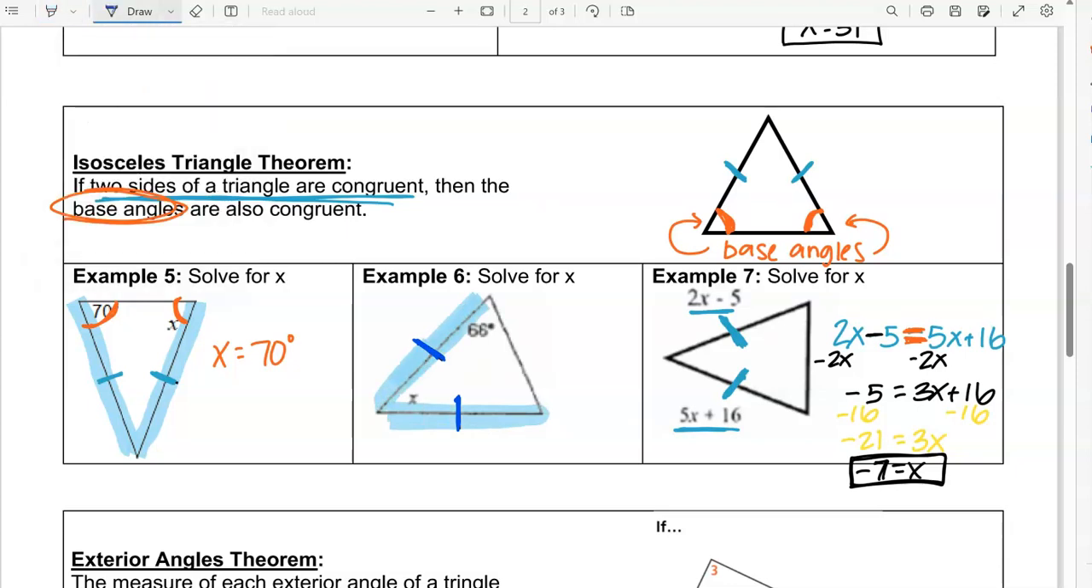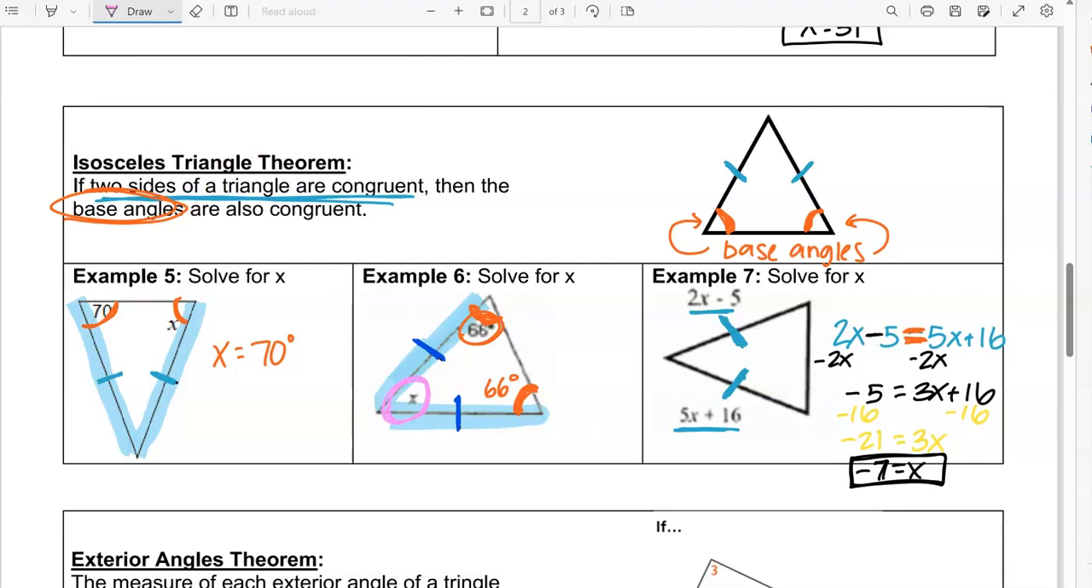Now these two sides, if you notice, the base angles are going to be this angle here and this angle here. So because this top angle is 66, that means this bottom angle is also 66 degrees. And if you notice, these two angles are not where our x value is. So 66 and 66 degrees are our base angles, but we are looking for x right here.